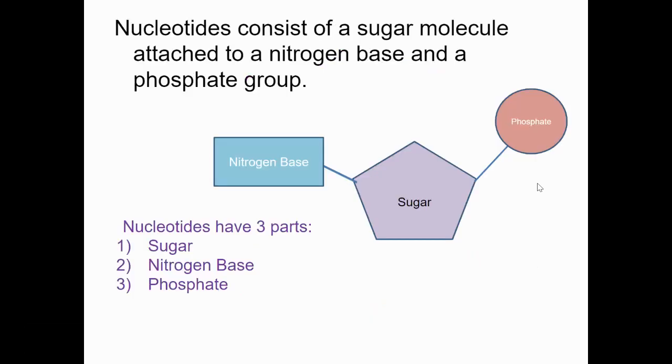Now, nucleotides consist of 3 parts, and this should look really familiar to us because recall, ATP, or adenosine triphosphate, is also a nucleic acid, and it's a nucleotide. And so we see that nucleotides consist of 3 things: that sugar bonded to a phosphate, bonded to a then nitrogen base.